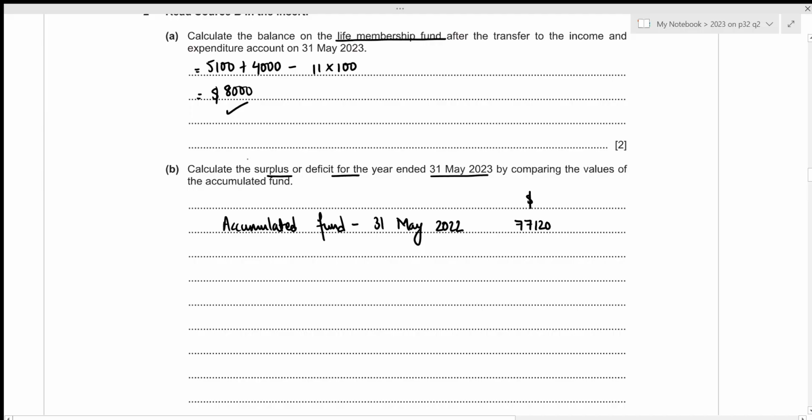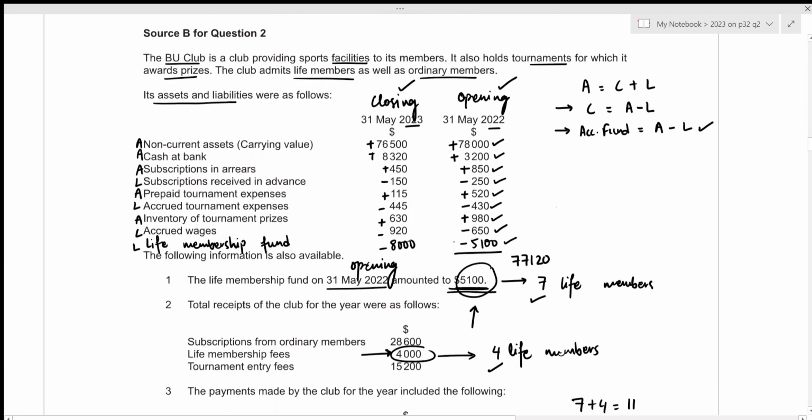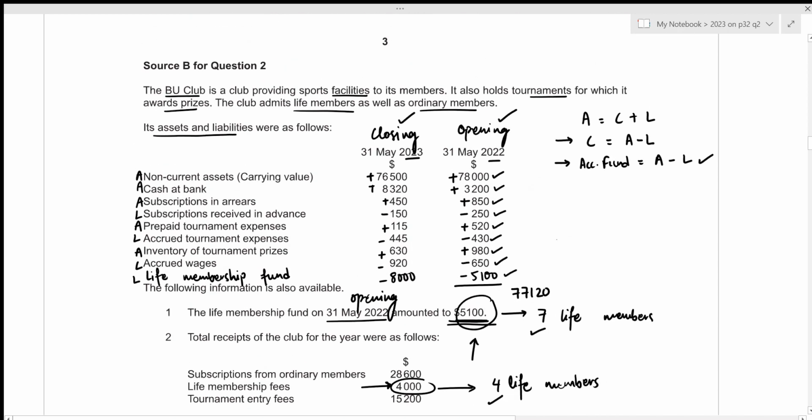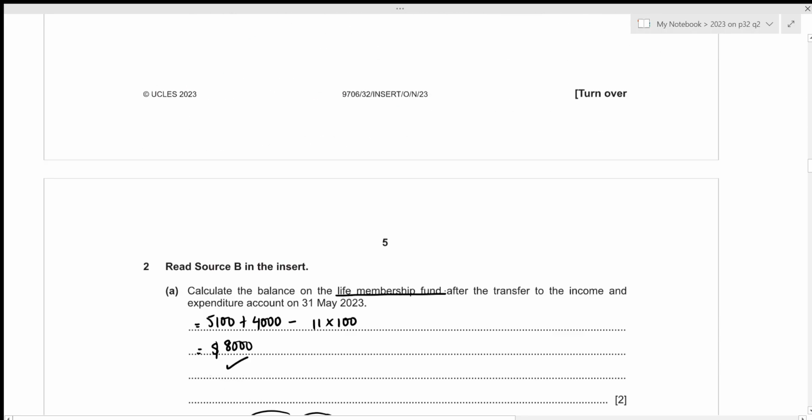But in this case, we are trying to figure out the surplus or the deficit. So we need to compare it to the accumulated fund at this year's closing date, which is 31st May 2023. So now we repeat the same process, but we're taking the closing values. So that will be 76,500 plus 8,320 plus 450 minus 150 plus 115 minus 445 plus 630 minus 920 minus 8,000, which results in the value of 76,500. Okay, let's write it down.